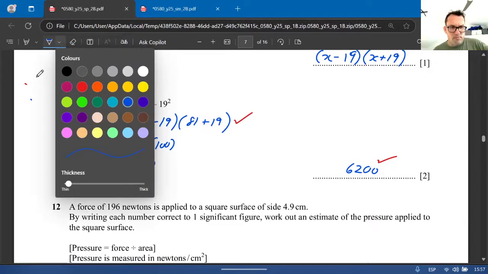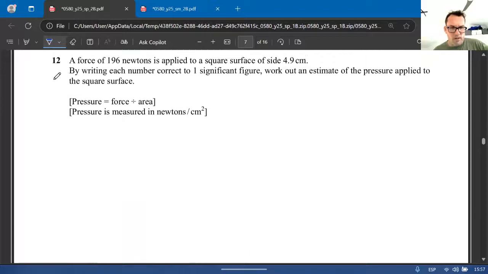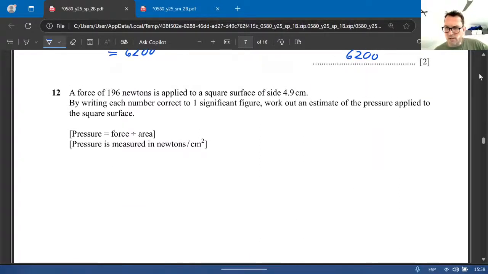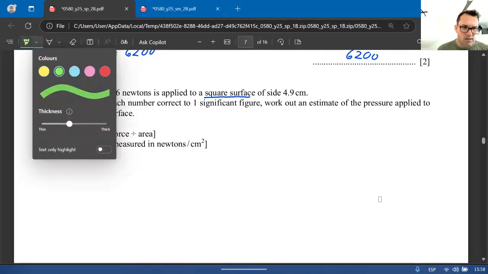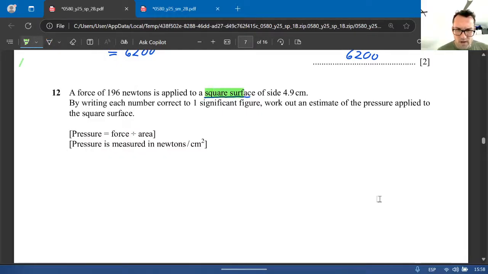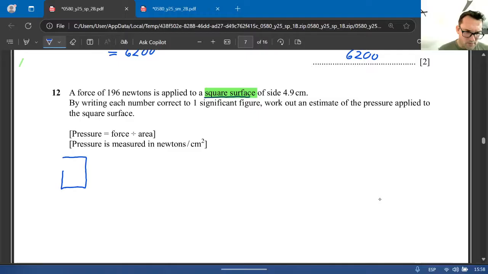Next question. 12. They're bringing a little bit of physics. How exciting. Okay, remember there is a square surface. Pay attention to the details. Every detail is important. Get your highlighter out. Highlight it. This is square surface. You think, okay, square surface. That's the square surface, which is 4.9 and 4.9.